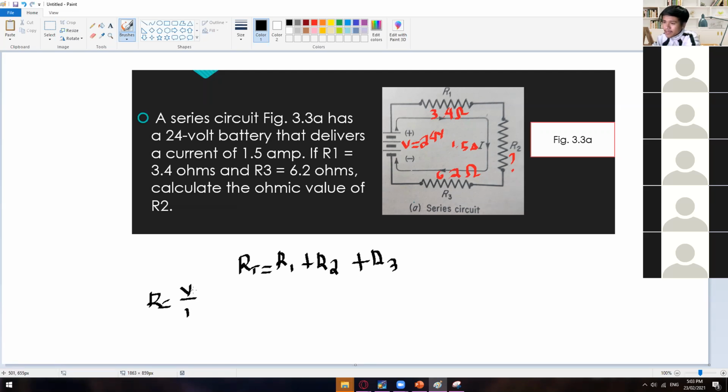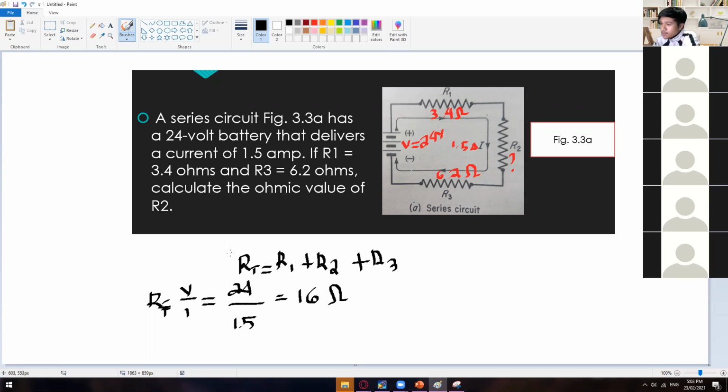As you guys can see, we have this voltage source, which is already given, and then we have the I, which is again already given. So from there, you can already solve for the RT. V is 24 volts, and I is 1.5 amps. You can solve this using your calculator, of course. 24 divided by 1.5, you'll get 16 ohms. So this is our total resistance in this circuit.